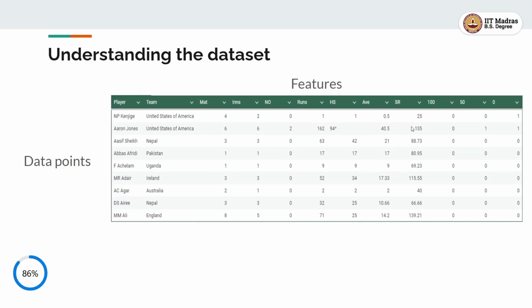Likewise, we look at strike rate, which is how quickly the player is able to get runs. In the case of strike rate as well, having a higher strike rate is better. Then we have features which count the number of hundreds, the number of 50s, and how many times the player has gotten out on 0. We would prefer this value to be as low as possible.